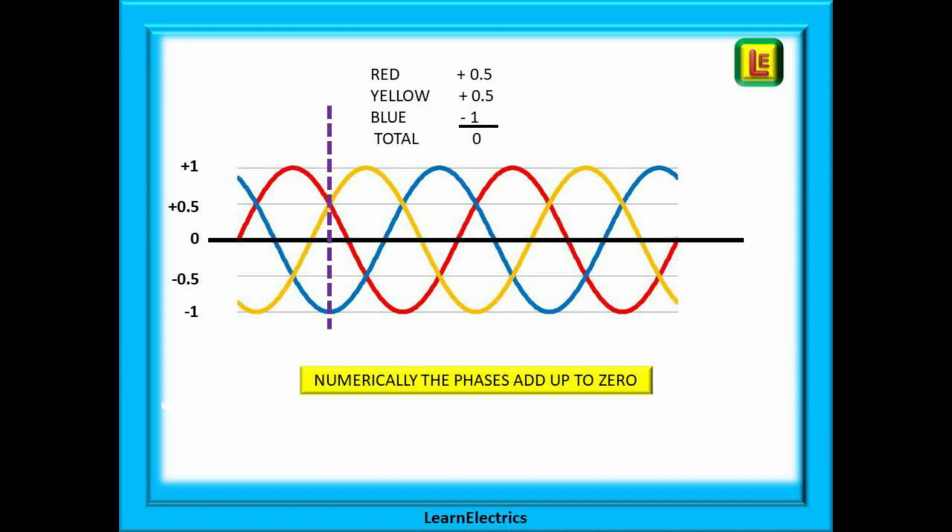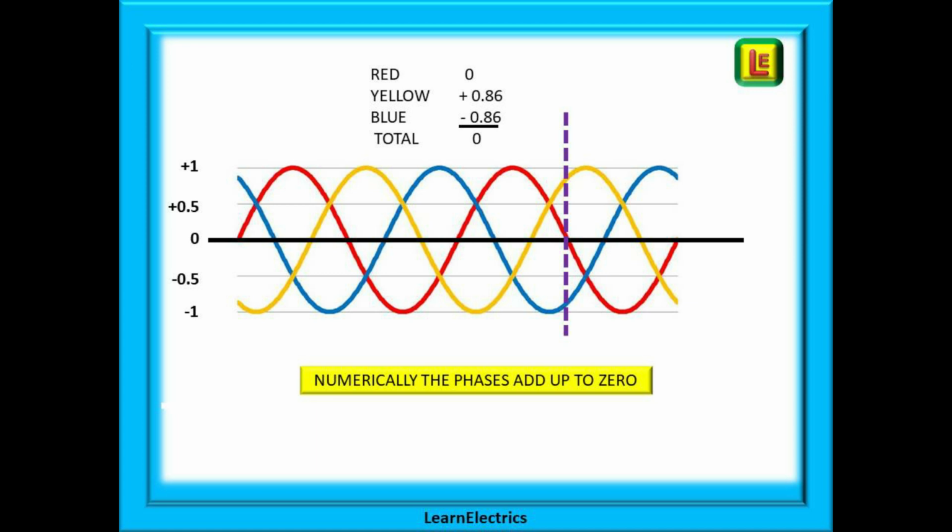Move the waveform along a little and we have red and yellow both at plus 0.5 and blue is at minus 1. Add these together, minus 1 plus 0.5 plus 0.5 is 0 again. Choosing another point, we have red at 0, yellow is at plus 0.86, trust me on that number, and blue is at minus 0.86. Take one from the other and we have 0 again.